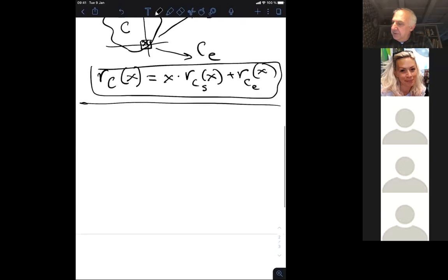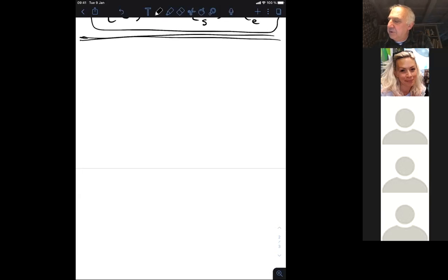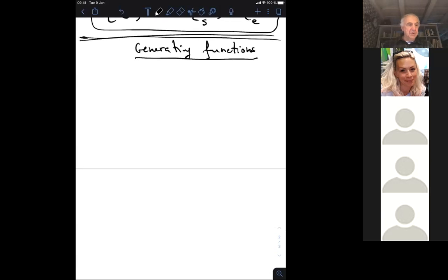But let's now start discussing generating functions. So, new material: generating functions. This is really a very important and very basic tool, both in combinatorics and in fact in many other branches of mathematics.